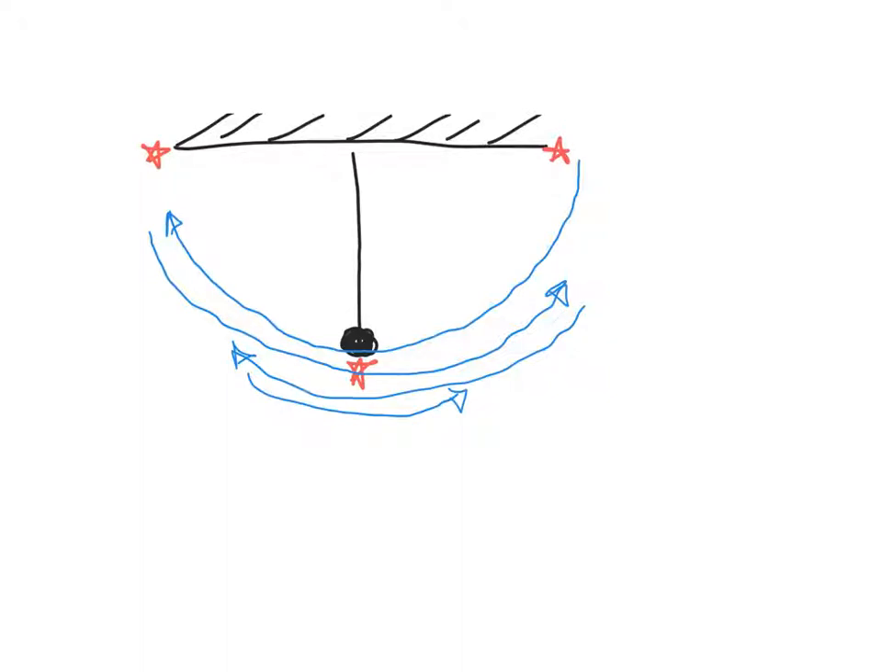Remember also that the length of the string isn't changing, so although I drew those arrows moving down like this, the pendulum's still going to stay in these paths. The arrows are just showing where its end point would be.